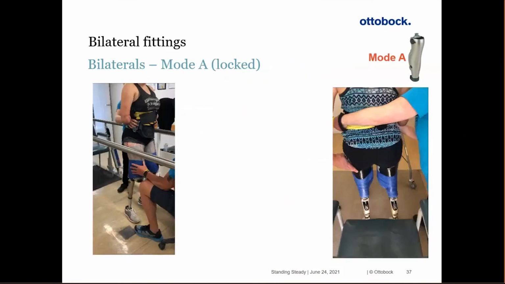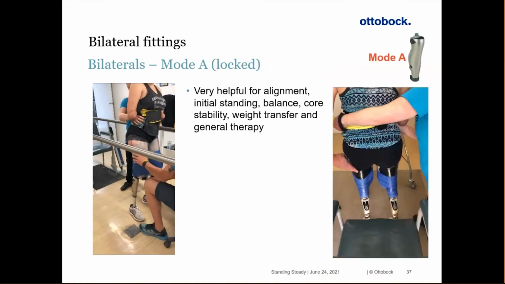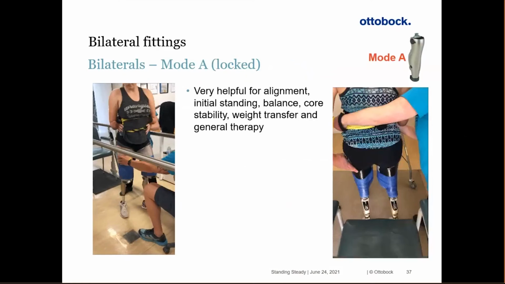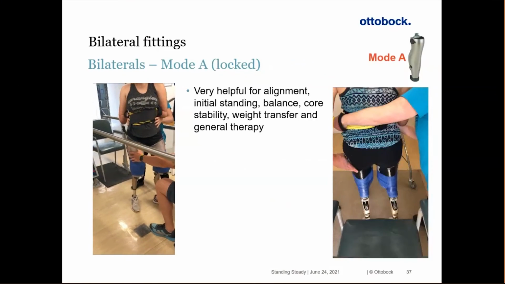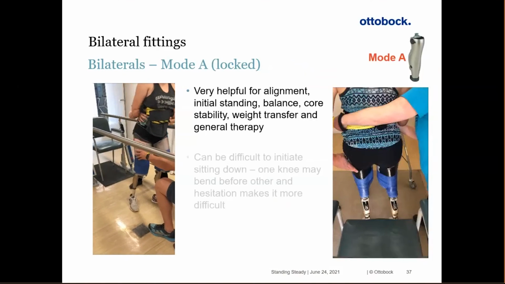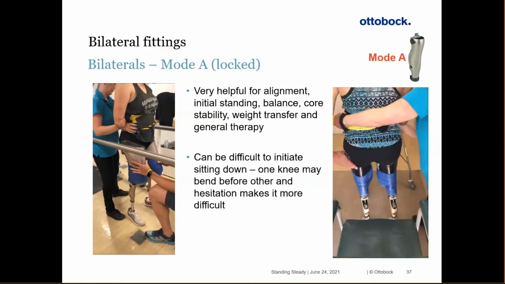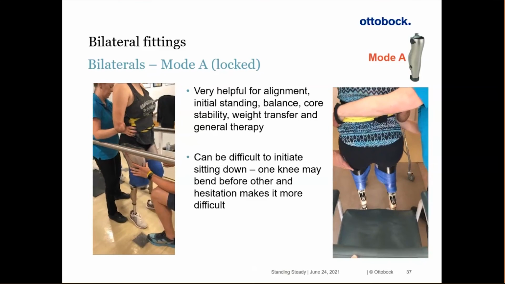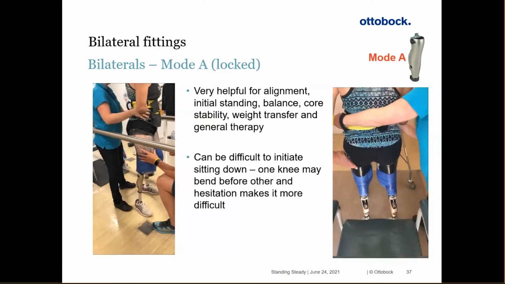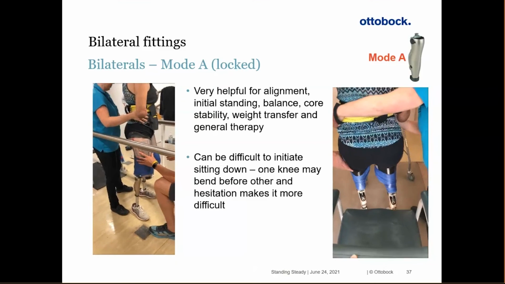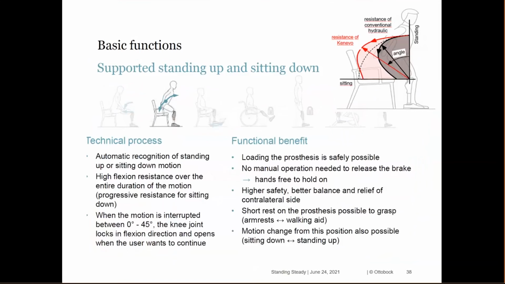So in A, we'll see here, maybe they're in their rehab process and they're just getting used to balancing and moving a little bit, rotating their hip, working on that weight transfer and general therapy. Sometimes sitting down, in this scenario, they don't have to release anything. It's just a posterior tilt, but it can be a little bit tricky to initiate. They can sit down with one leg extended even, and then it will release. And so there are some different options.